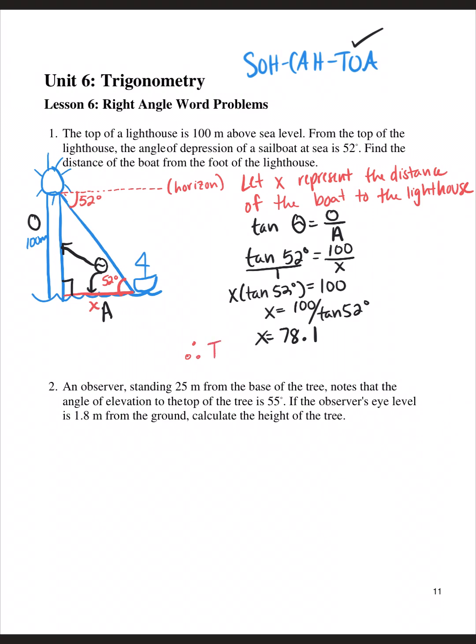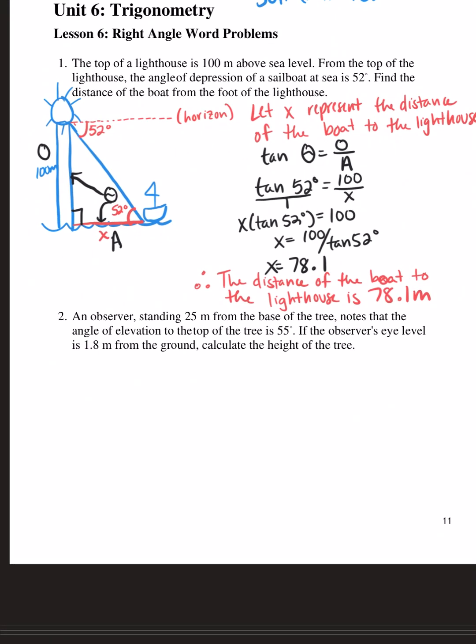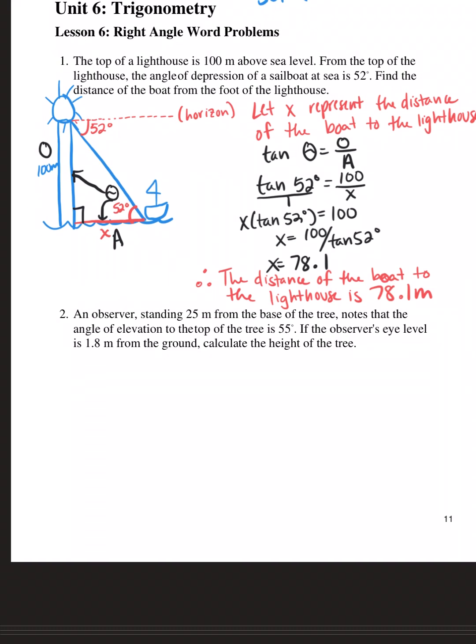So the distance of the boat to the lighthouse is 78.1 meters. Let's take a look at another one. An observer standing 25 meters from the base of a tree notes that the angle of elevation to the top of the tree is 55 degrees. If the observer's eye level is 1.8 meters from the ground, calculate the height of the tree.